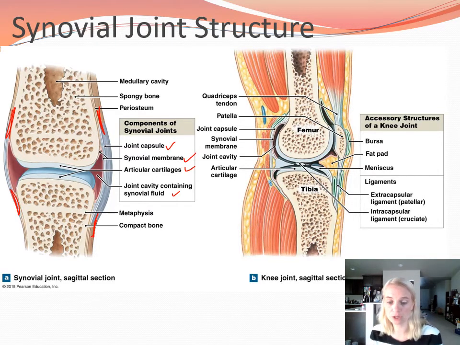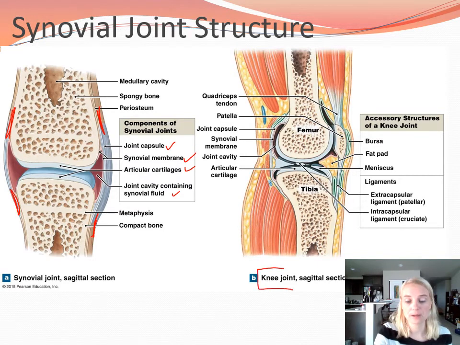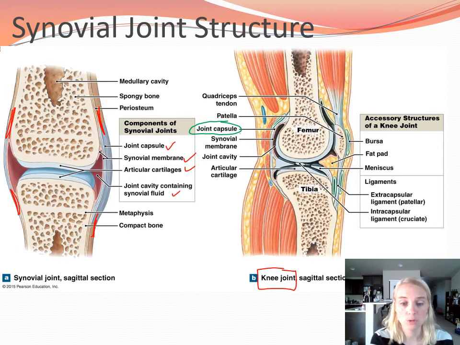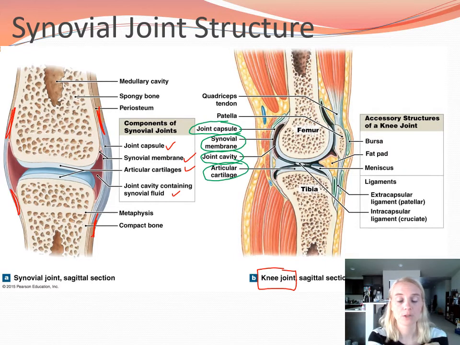Now on the other side of this picture, this is a specific synovial joint, the knee. And we're going to take a closer look at the knee with some of its details, but I wanted to point out the four key features here, but also highlight some additional structures that you might see in a synovial joint. So let's find our four things. So one, here's our joint capsule, okay? Two, we can see that it is lined by the synovial membrane. Three, here's our joint cavity filled with the fluid. And then lastly, four, here's our articular cartilage.